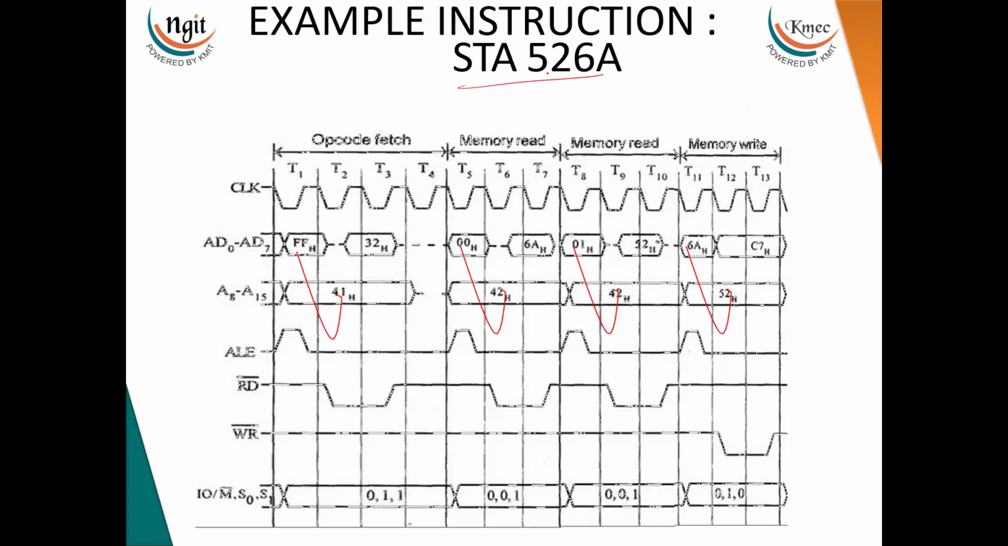This is one example, and in the next example we will see STA 5060. This is the memory location. The accumulator content is moved into this location. Whatever data is there in the accumulator should be loaded into this location. For that there is an opcode. Now what is the opcode for this instruction? 42 is the opcode.